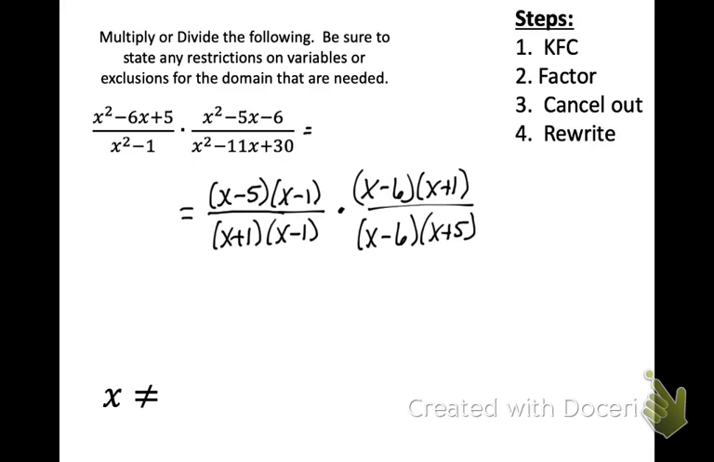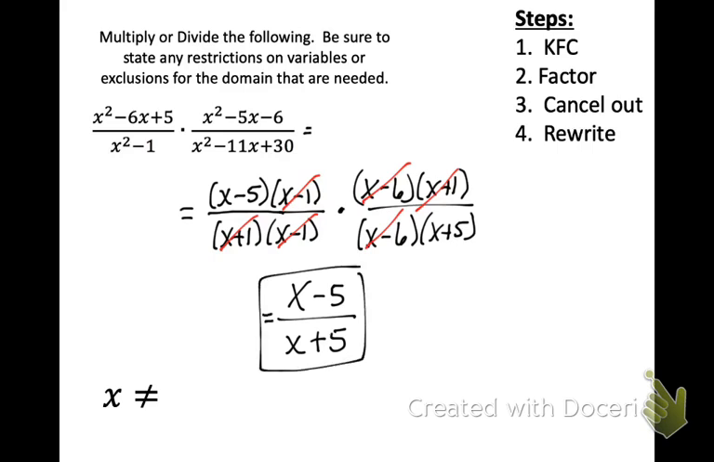Okay, here's my factoring of everything. I see that I have an x minus 6 on the top and the bottom. I have x plus 1 on the top and bottom, and x minus 1 on the top and bottom. So what's left is on the top I have an x minus 5, and on the bottom an x plus 5. That's going to be my final answer.